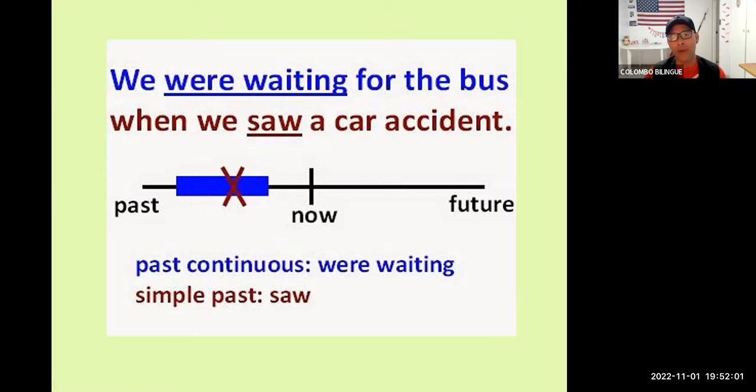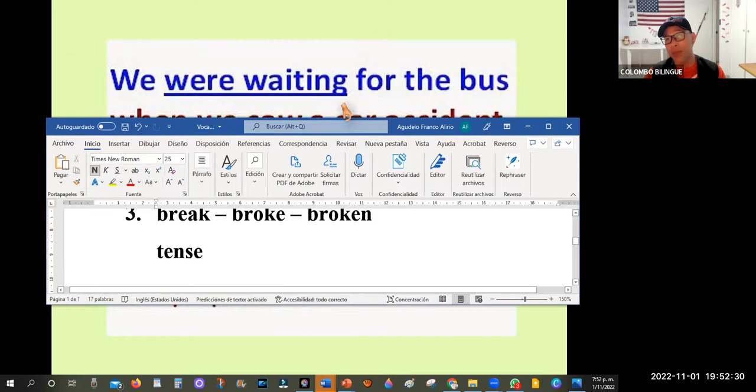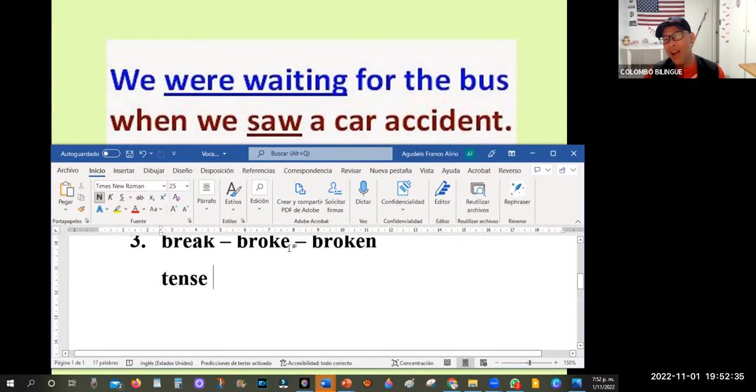What I would like to focus my attention on is how we are going to mix these two things. For example, we were waiting for the bus when we saw a car accident. I mentioned there are many ways you can say that, because it's not necessary to say when, not all the time. Actually, I'm going to show you a magic trick. Let's put it a little bit smaller, and the teacher is going to write down exactly the same thing.